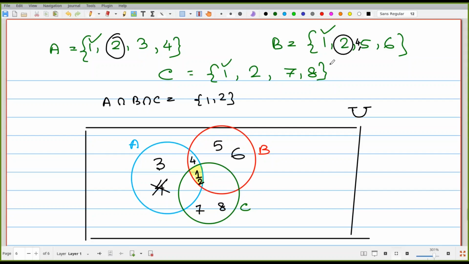Because just look at the thing, that portion is A intersection B. But 4 is present in A and B, but not in C. So that white portion, the red and blue intersection, is giving us the 4, that position. So in that way, we can proceed with the Venn or Euler diagram. Now, is that clear? Yes, sir.